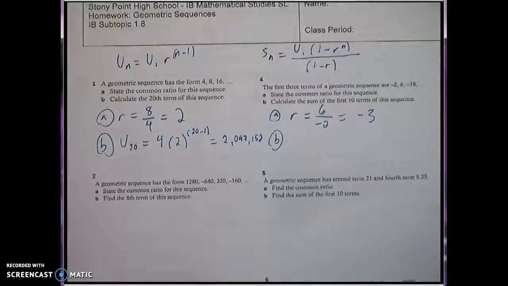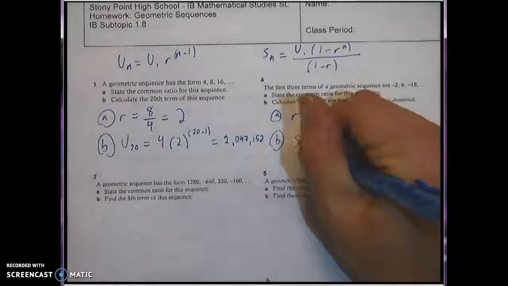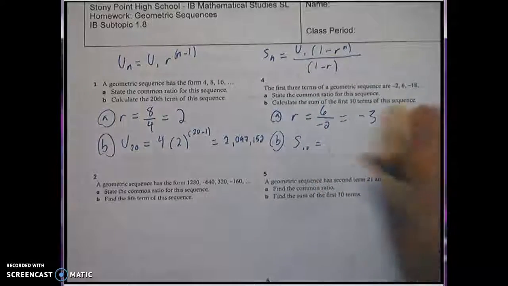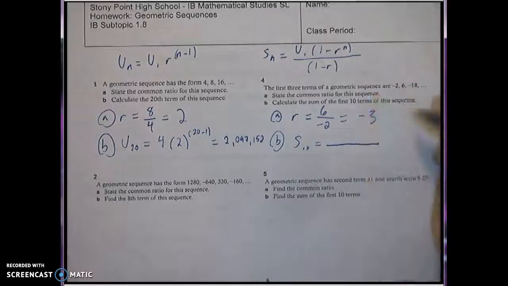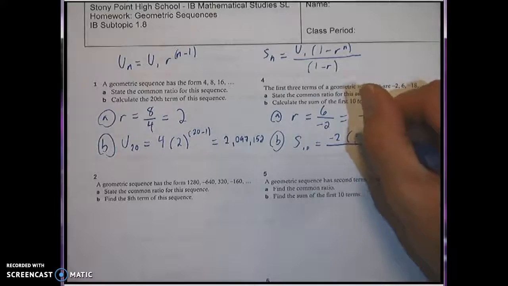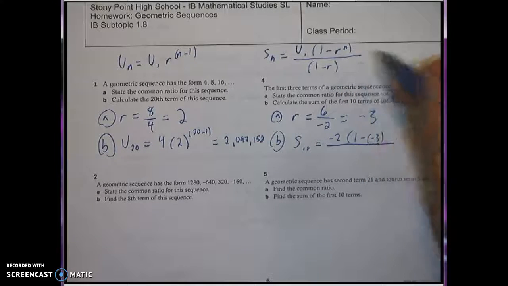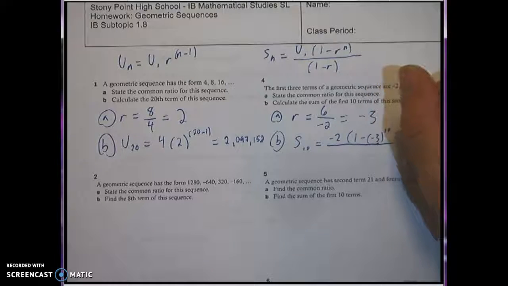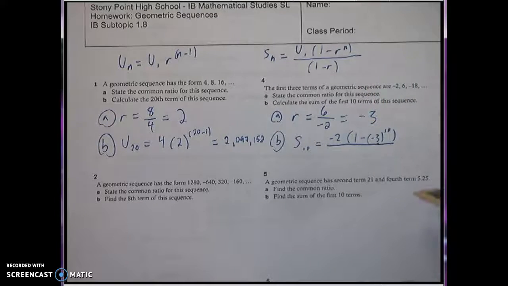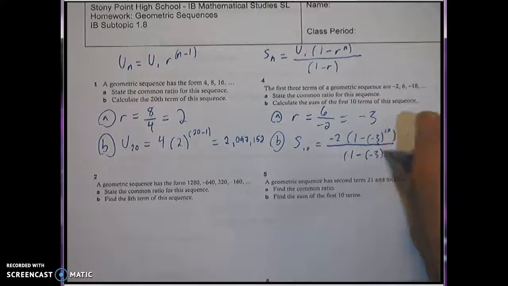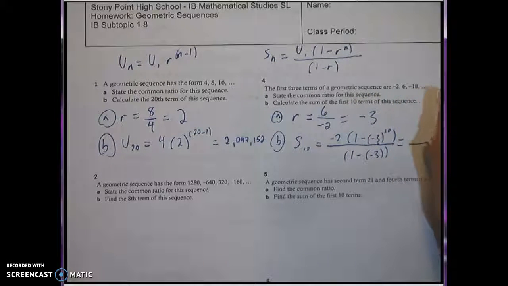Now, part B, we're supposed to calculate the sum of the first 10 terms of the sequence. So I want S sub 10. So I'm going to use this formula, U sub 1. First term is -2, times 1 minus the common ratio of -3 to the 10th power, divided by 1 minus -3. 1 minus -3 is simply 4. So I know whatever the numerator is, I'm going to divide by 4.